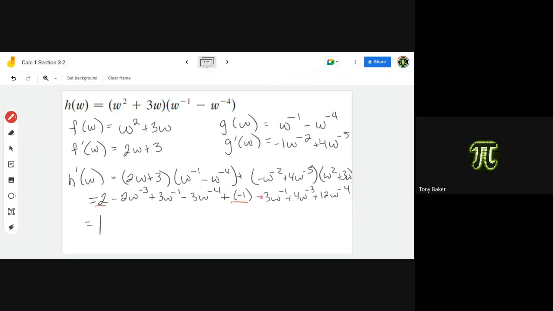3w to the negative 1 minus 3w to the negative 1, those cancel out. Negative 2 plus 4 is 2, so plus 2w to the negative third. Here are those two. And then plus 9w to the negative fourth. That takes care of those two. Which we then can write as 2 over w to the third plus 9 over w to the fourth.